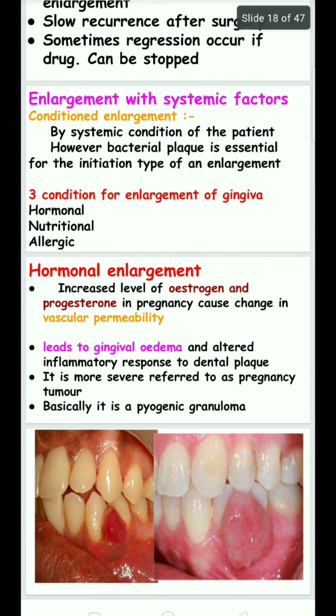First, hormonal enlargement. An increasing level of estrogen and progesterone leads to an increase in vascularity. Wherever the dental plaque affects a particular area of gingiva, that area gets stimulated and vascularity increases. As a result, a tumor forms in this area. This is severe and is called a pregnancy tumor.